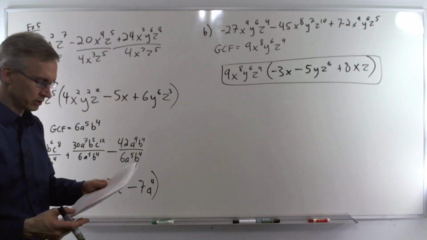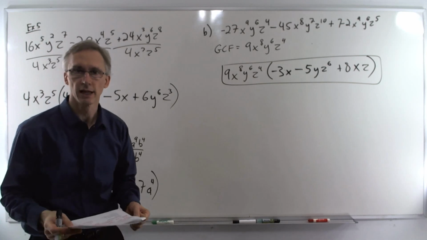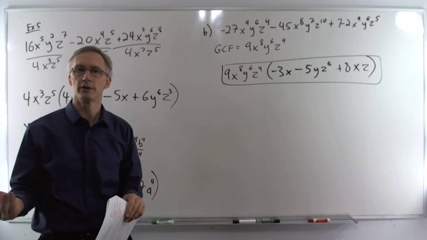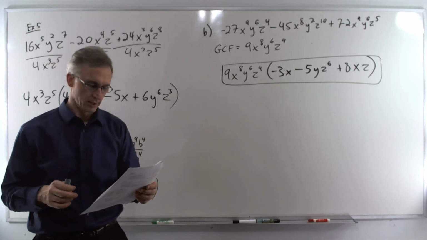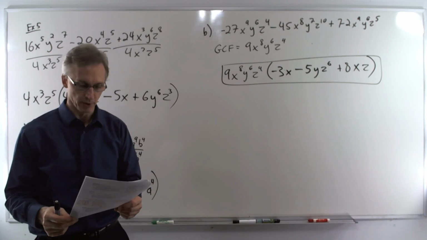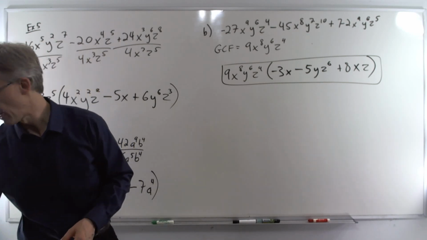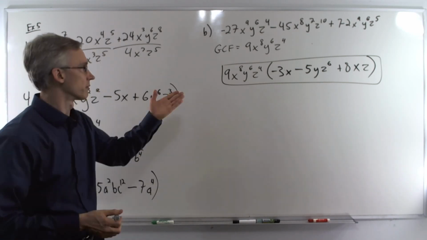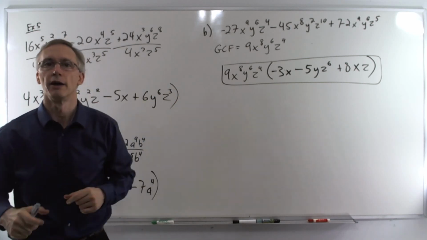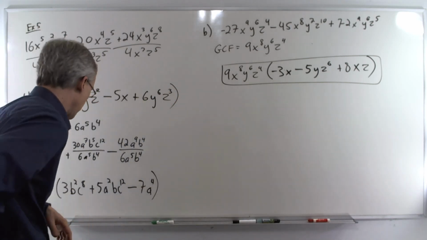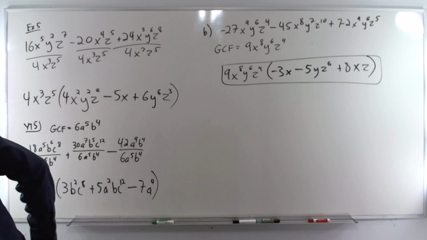All right, now we're going to work on a technique that's going to be very important for what we're going to do next. And it's factoring out binomials from expressions. So not only can we factor out numbers and variables, we can factor out actual binomials. And that's going to be essential for factoring by grouping.